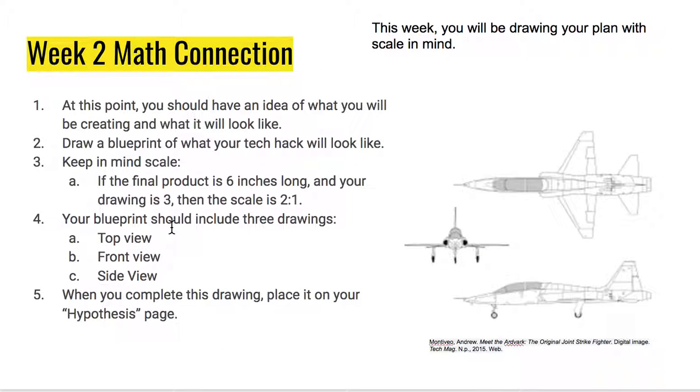For your math connection this week, you're going to be drawing a blueprint of your idea. A blueprint is going to be a plan, and it should have measurements or scale factored into it. So there are going to be three different drawings that you draw: a top view, which would look something like this, a front view, which would look something like this, and a side view, which would be something like this. And then this is the picture that you are going to add onto your hypothesis slide.